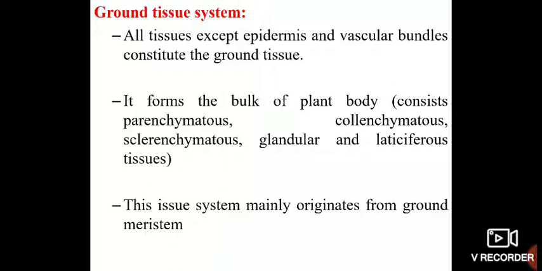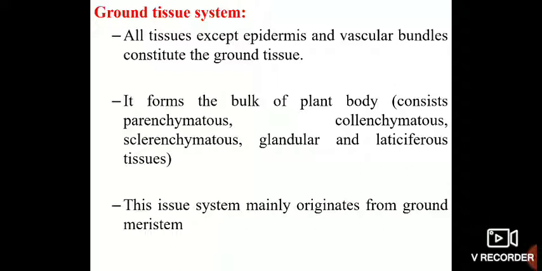Before we start discussing ground tissue system, let's recapitulate what we have studied in the previous part. Yesterday I told you about dermal tissue system, and under dermal tissue system we discussed epidermis, then cuticle, then stomata, and finally trichomes. Let's get started with ground tissue system.